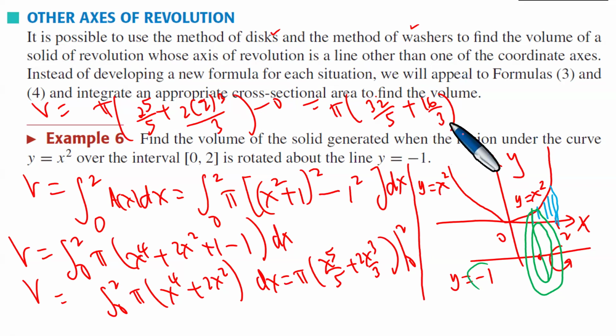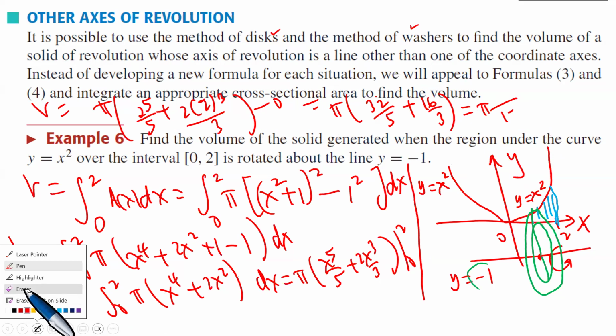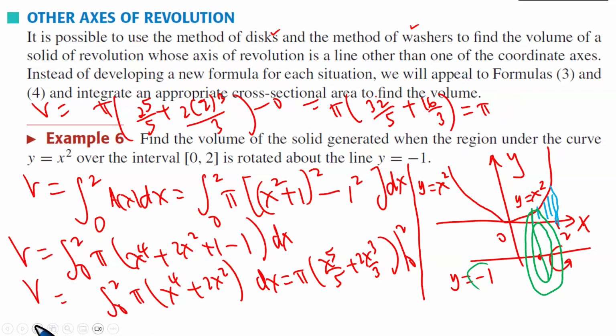Right, and therefore this would give us a common denominator of 15. 15 divided by 5 gives us 3, and 3 times 32 is 96. 15 divided by 3 is 5, and 5 times 16 gives us exactly 80. And this is 176 pi over 15, like this.